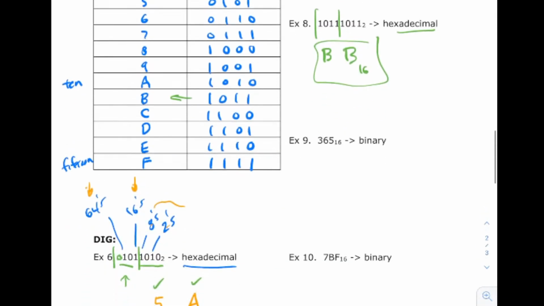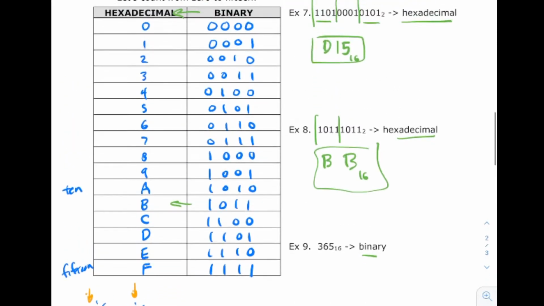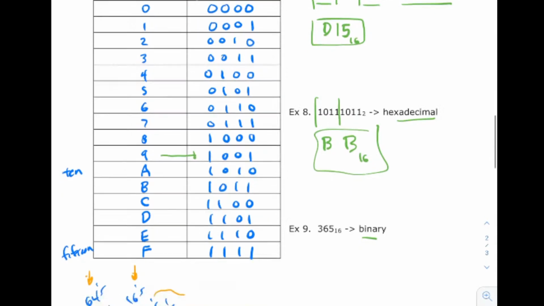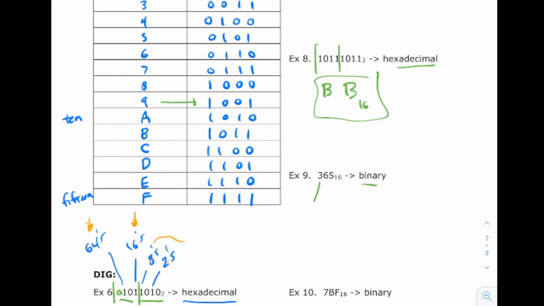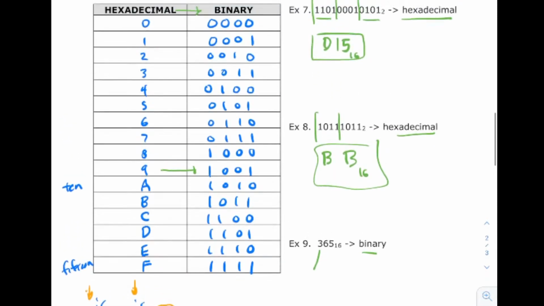Now always pay attention to which way you're going. Here we want to go into binary. If you look at the way this table is set up, going into binary means you're going to the right. Every 1 digit is going to become 4. So this 3 is going to become 4 digits. What's a 3 become? A 3 should give me a 0011.